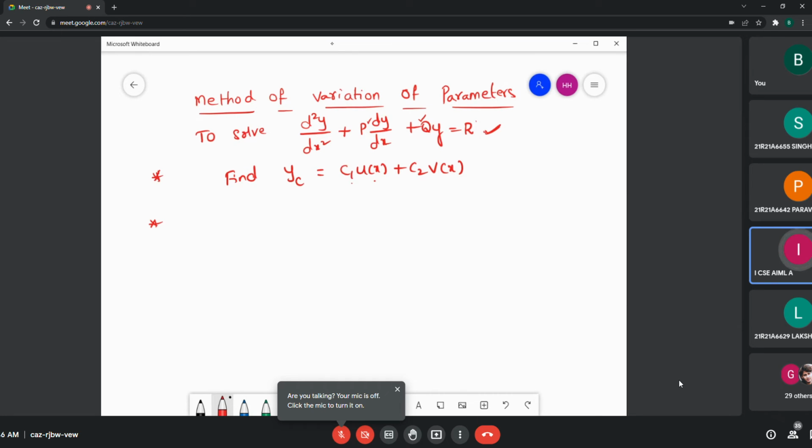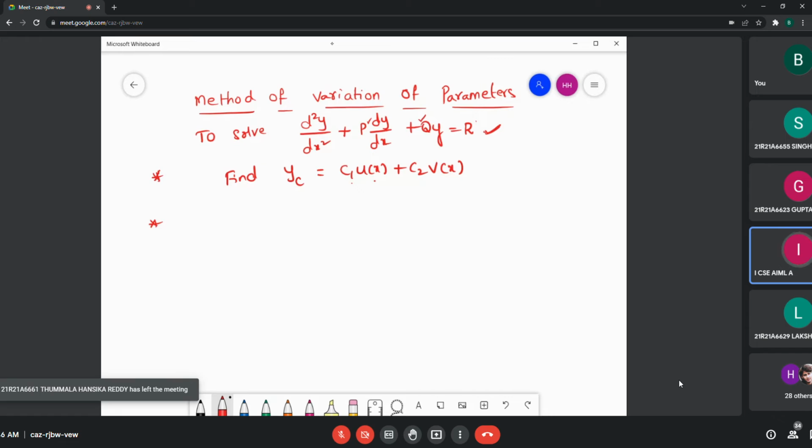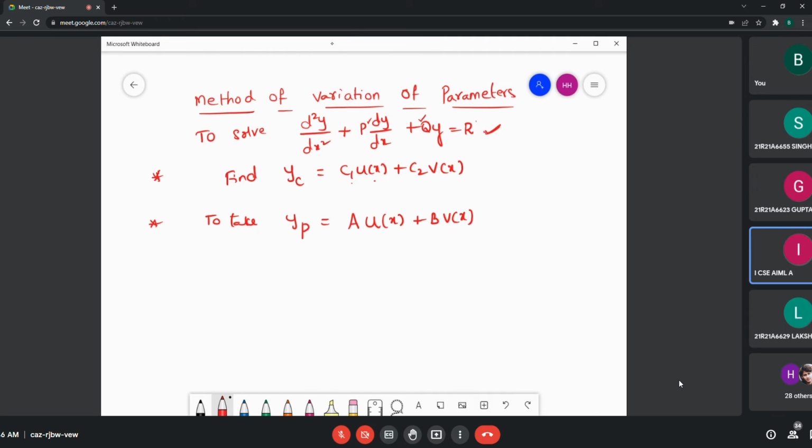In the method of variation of parameters, the process of finding the particular integral is different. Finding the complementary function is the same as the previous one; the same process can be followed. Yp is the different process here. So how can we find yp? Take yp equal to A into u of x plus B into v of x.